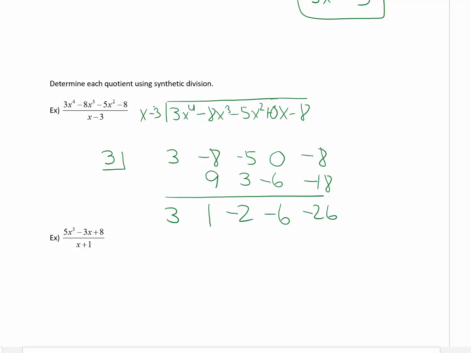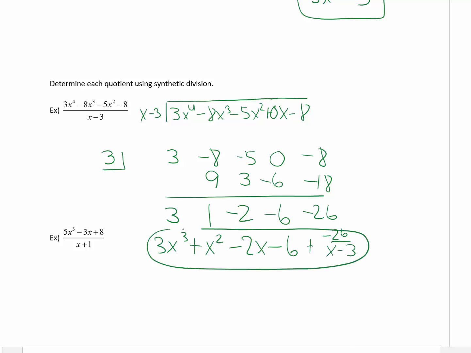Again, 3x to the fourth divided by x, that is 3x cubed. So the first term is represented by 3x cubed. Now it should be going in descending order. Plus 1x squared minus 2x minus 6 plus a negative 26 over the divisor, which is x minus 3. And that is my answer here. Now, you can check your answer using long division. I will not be doing that in this video, though.